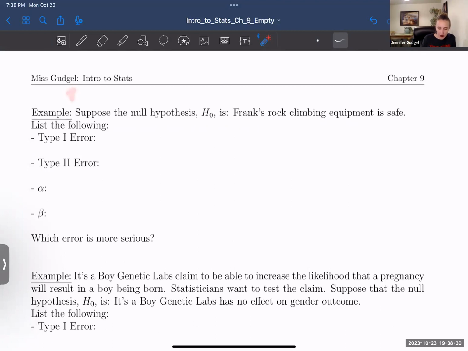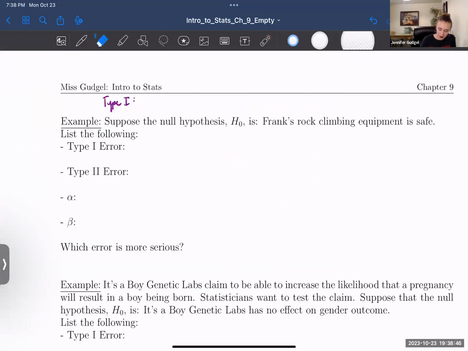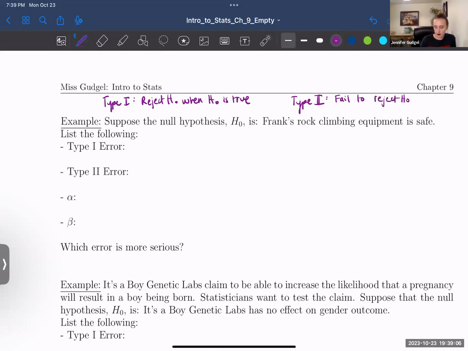All right, type 1 error was that H naught is, let's go confirm. Type 1 error is that we reject H naught when H naught is actually true. Reject H naught when H naught is true. Type 2 is that we fail to reject H naught when H naught is false.